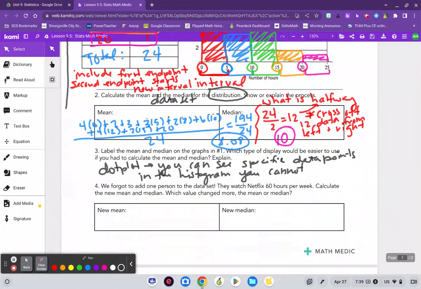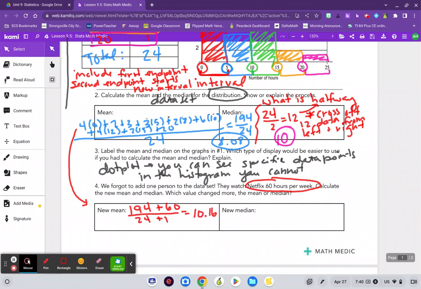All right, we forgot to add someone to the data set. Oh no. They watch 60 hours of Netflix per week. That's crazy. Calculate the new mean and median. Okay. Well, my mean, we already started to calculate by saying I had 194, and we divided by 24. But now I have 194 plus my new data point of 60. I had 24 data points, but I'm adding one more data point. So I really have 254 divided by 25. And when I do that, I get 10.16.